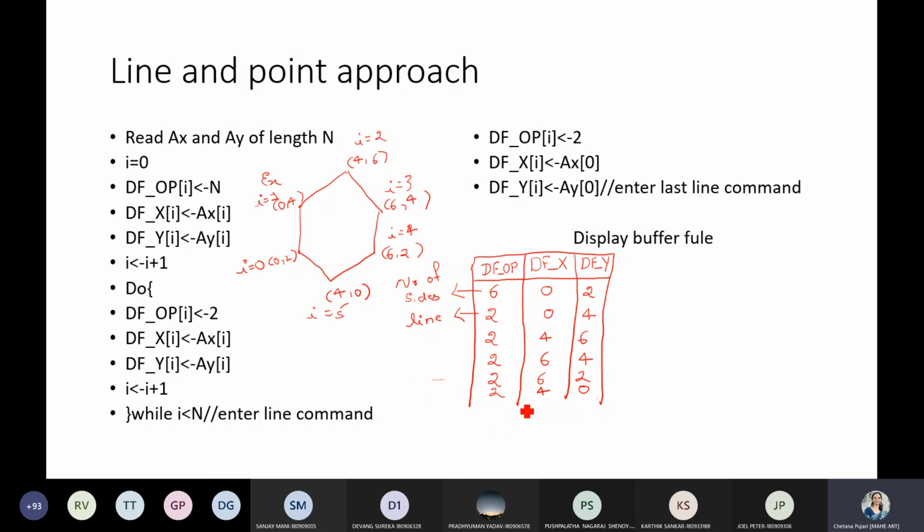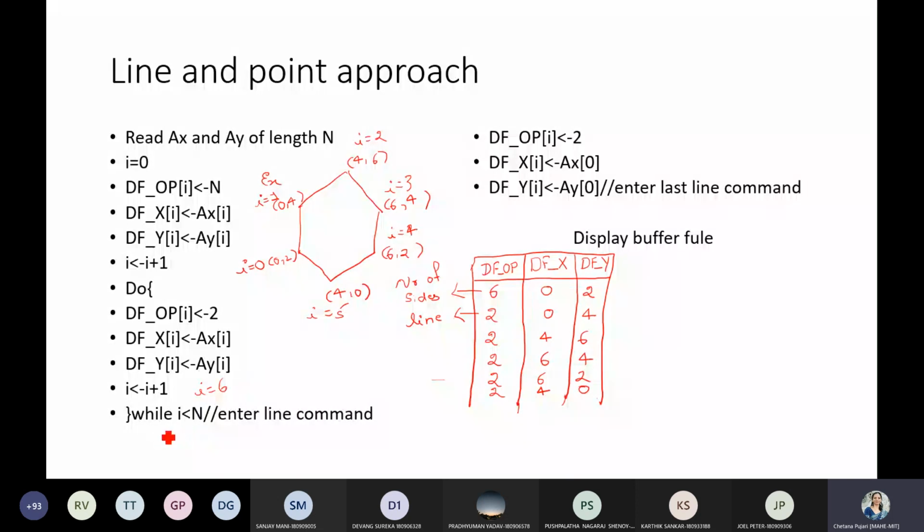Once it's done, what's the value of I in this case? I is equal to 5. Okay, because in this condition, it is less than n, so this condition is satisfied. Now, because you have incremented your I, see, at this moment, what happened? It is 4, 0, and you incremented I. Now I has become 6.